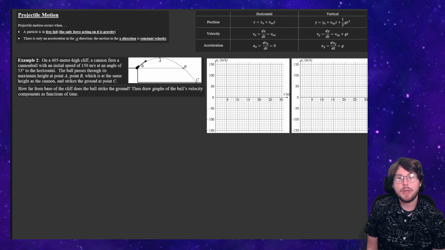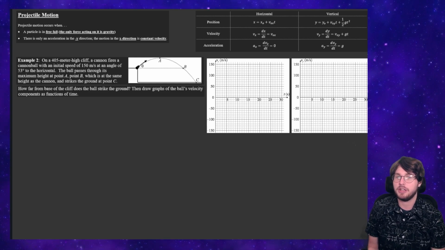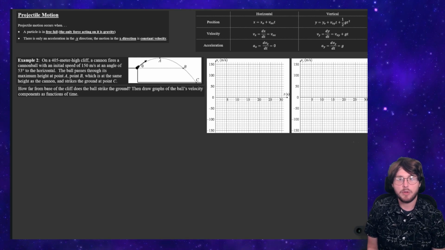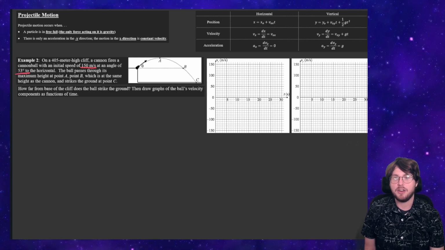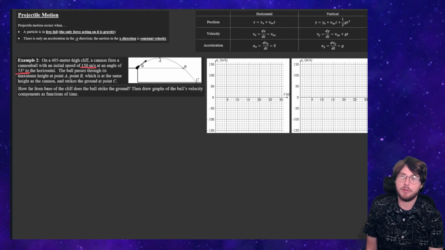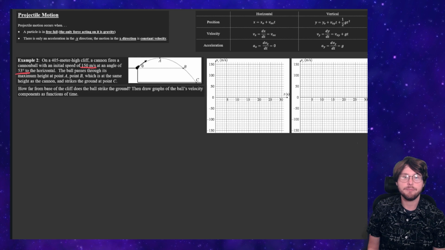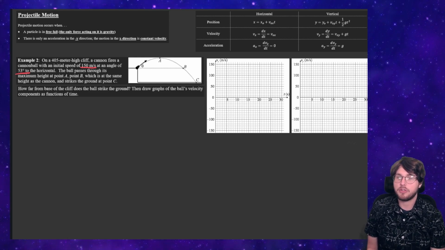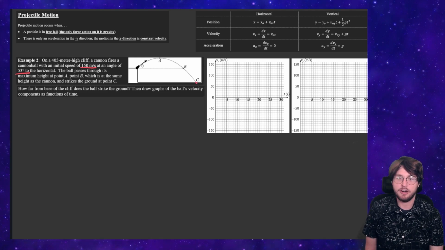Without further ado, we have an object, a cannonball in fact, being launched off of a 405 meter cliff. And it's launched with an initial speed of 150 meters per second at an angle of 53 degrees to the horizontal. Okay, I'm going to go ahead and underline all of that. Sorry, it's behind there. And we just have 3 points that the ball passes through in its trajectory. These are helpful key points that are going to help us create these graphs over here to the right later. And so the problem is simply asking how far from the base of the cliff does the ball strike the ground? So we're trying to find the range over here.